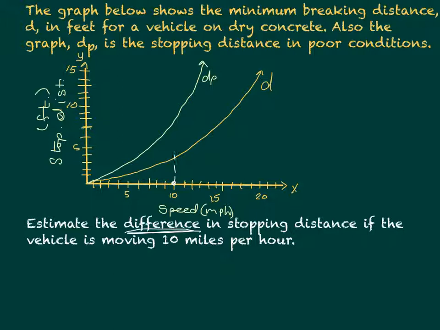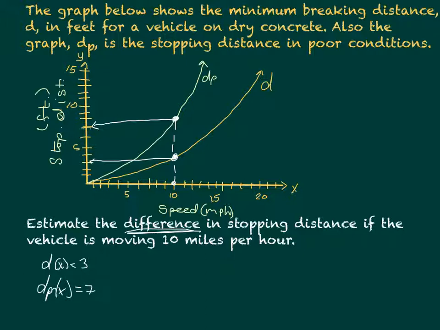So I need to know the distance it would take in dry concrete and the distance it would take in poor conditions. Those would be the 2 points I'm concerned with right there. It looks like in graph D, we're coming over to about 3. And for D sub P, we're coming over to about 7, somewhere in there. So D sub P of x would be about 7.